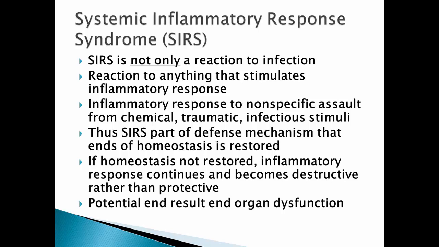However, if hemostasis is not restored, the inflammatory response continues, and as that inflammatory response continues, it becomes destructive rather than protective and restorative. So those inflammatory stimuli continue in the systemic circulation and basically begin to cause widespread activation of the reticular activating system, loss of circulatory integrity, and this can lead to end organ dysfunction.